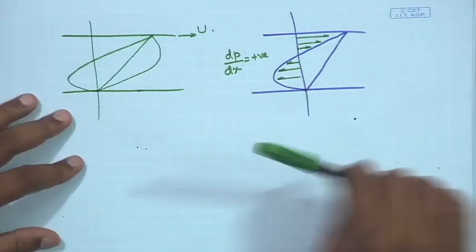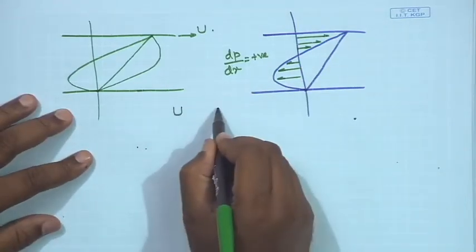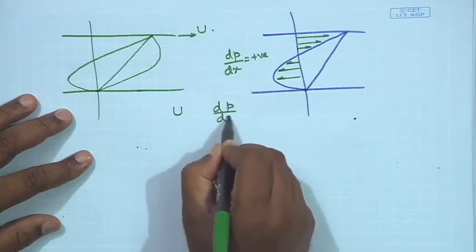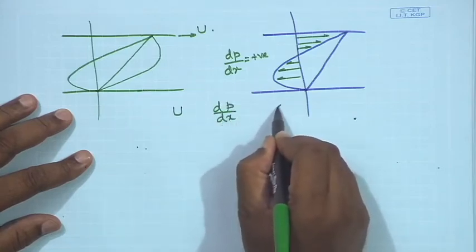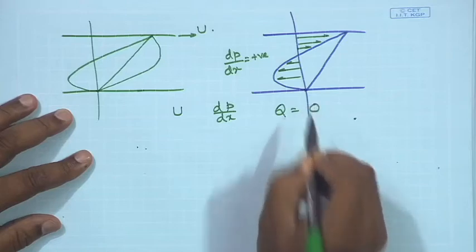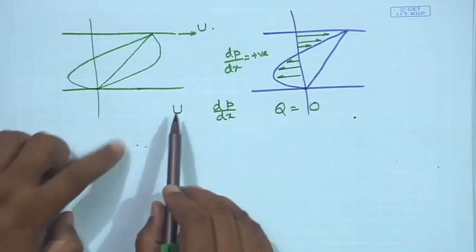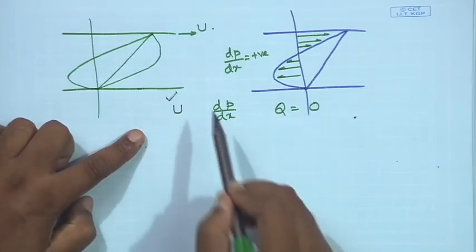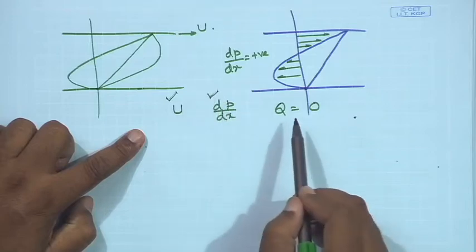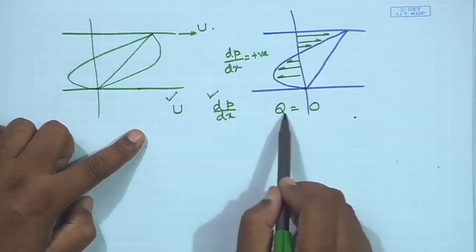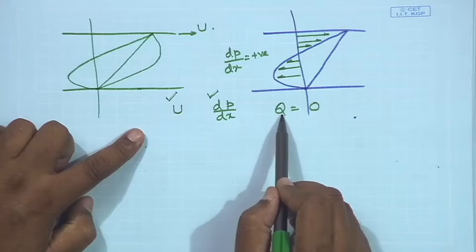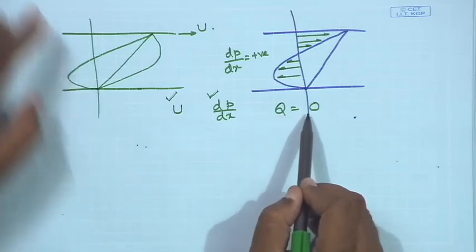So, if someone asks what should be the relation between u and dp dx that would give you 0 net flow, that is q equals 0, I need to find out the relation between the velocity of the top plate and the imposed pressure gradient such that the net flow rate is equal to 0.